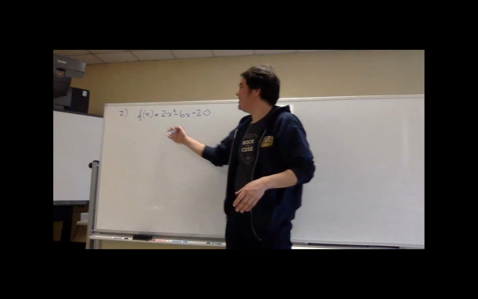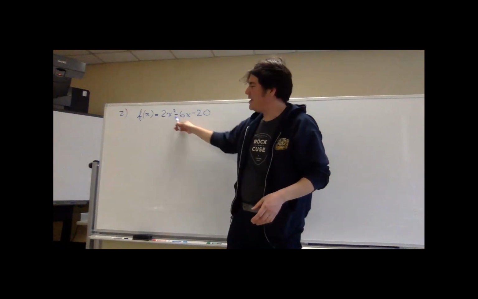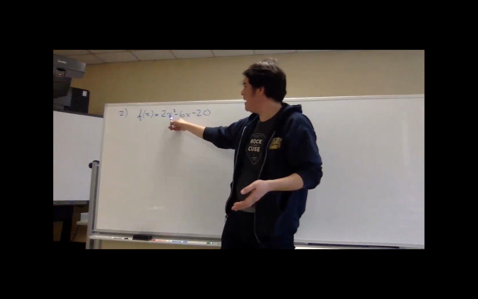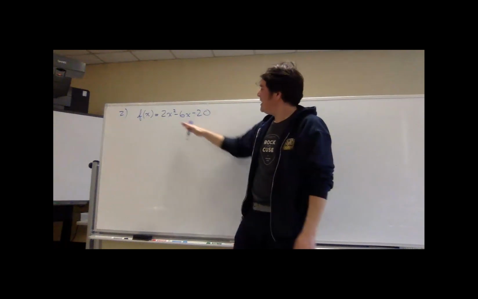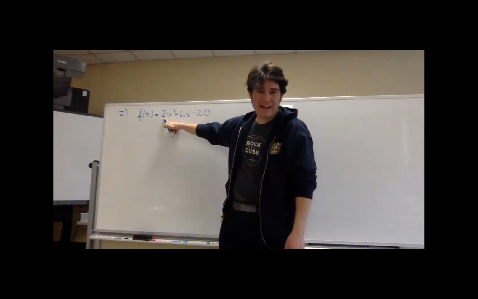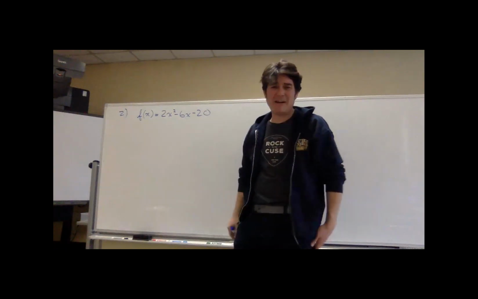Great. Let's take a look at the second problem, which asks us, what are the zeros of this polynomial function, f of x equals 2x squared minus 6x minus 20? Well, that's a pretty tricky one to factor, especially since we have this coefficient in front of the x squared term. So let's take the easy route out of this.